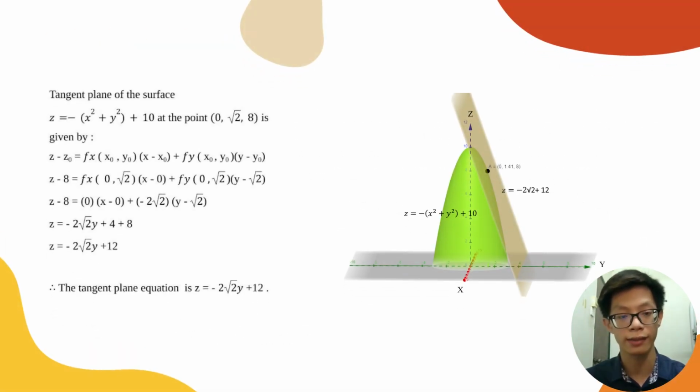After we find fx and fy, we can substitute into this formula: z minus z naught equals fx(x naught, y naught) times (x minus x naught) plus fy(x naught, y naught) times (y minus y naught). And we get the tangent plane equation: z equals negative 2 square root of 2 times y plus 12. And this plane is already shown in the diagram.